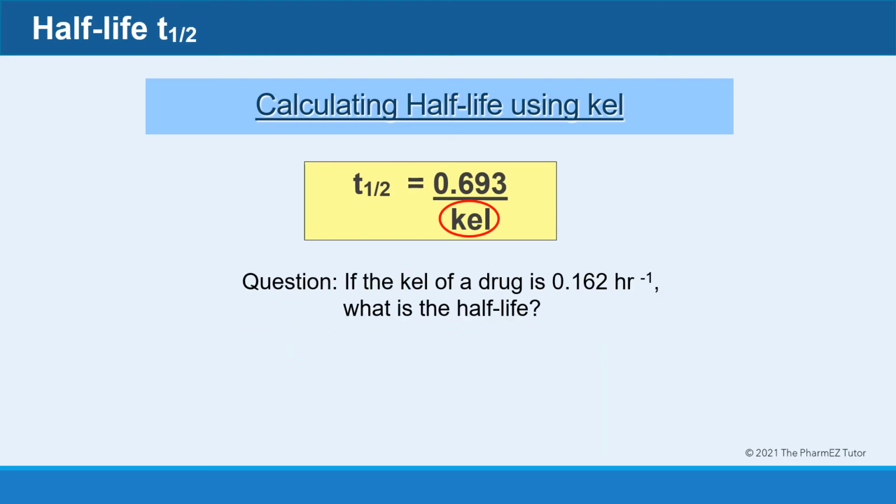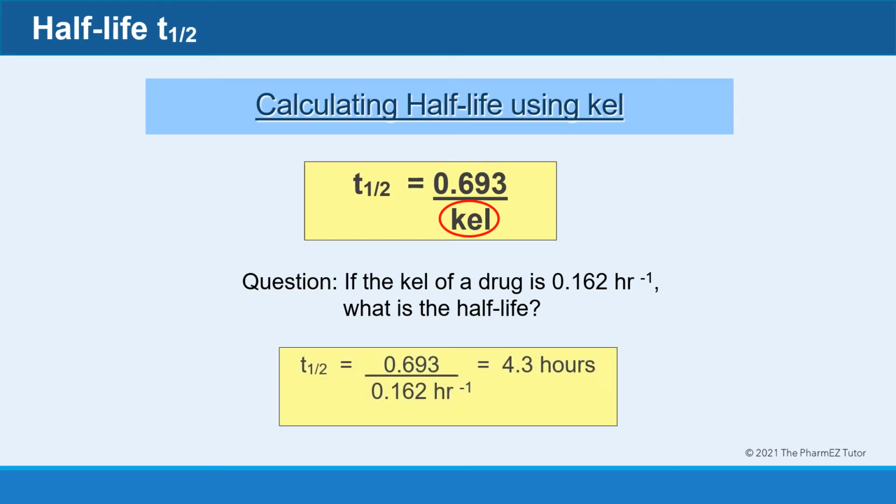Question: if the KEL of a drug is 0.162 hours minus 1, what is the half-life? We simply take 0.693 and divide it by the KEL, 0.162, and we get an answer of 4.3 hours.